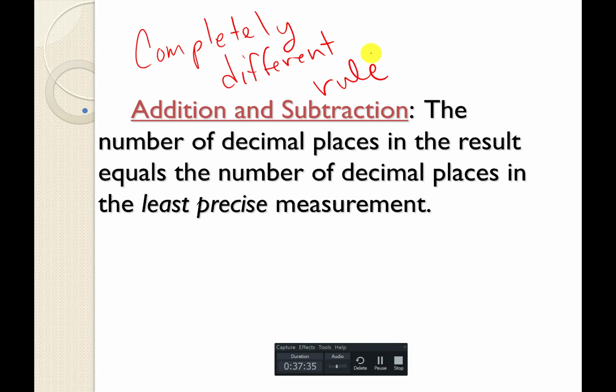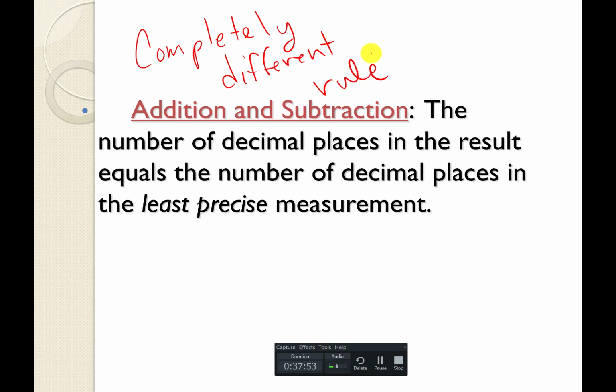So make sure that you see that change and you apply these rules differently. The number of decimal places in the result equals the number of decimal places in the least precise measurement. So that definitely sounds a little bit confusing. Let me clarify that, okay?